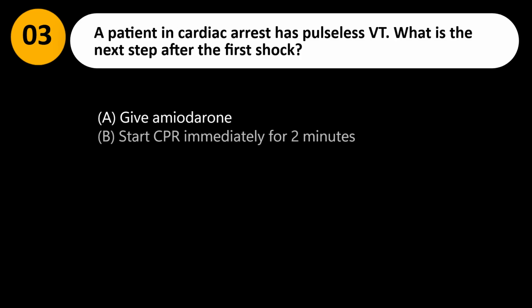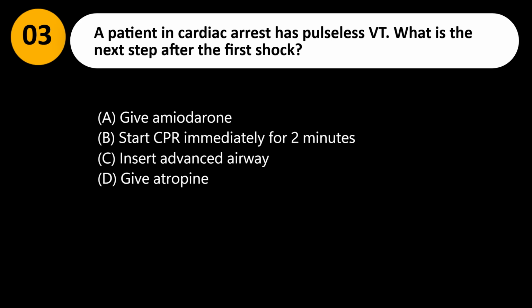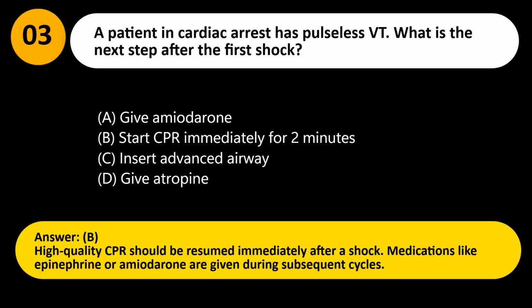A patient in cardiac arrest has pulseless VT. What is the next step after the first shock? A. Give amiodarone. B. Start CPR immediately for 2 minutes. C. Insert advanced airway. D. Give atropine. Answer, B. High-quality CPR should be resumed immediately after a shock. Medications like epinephrine or amiodarone are given during subsequent cycles.